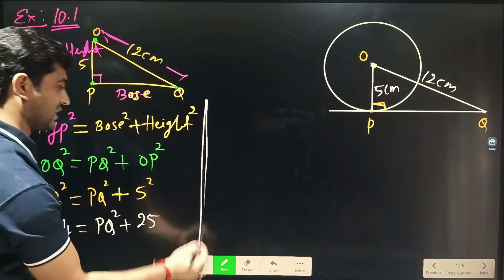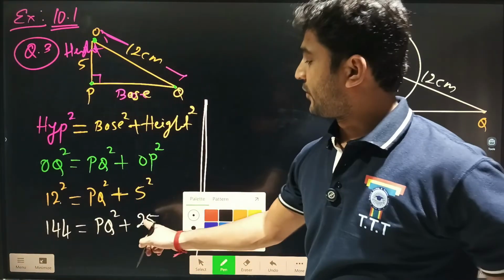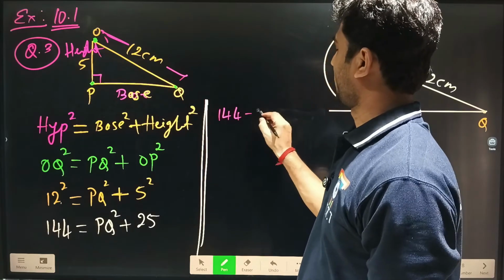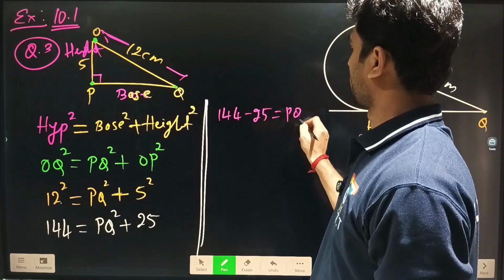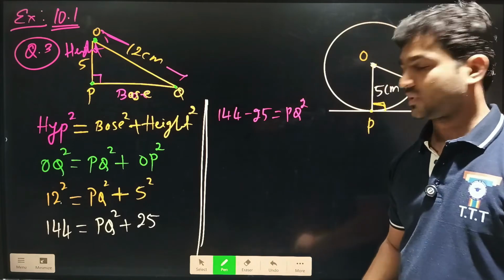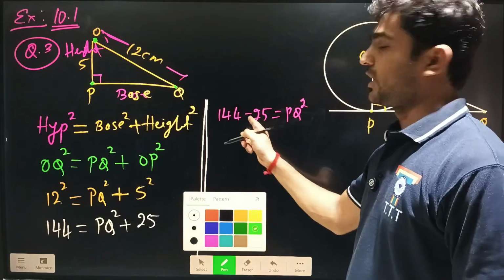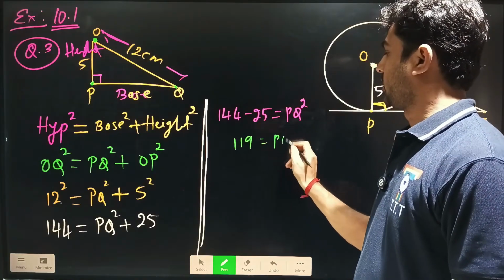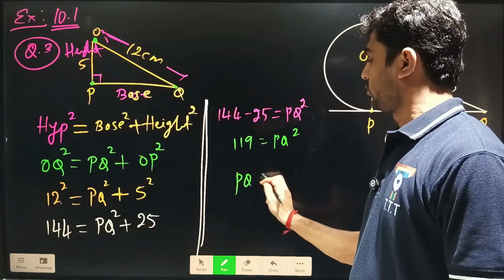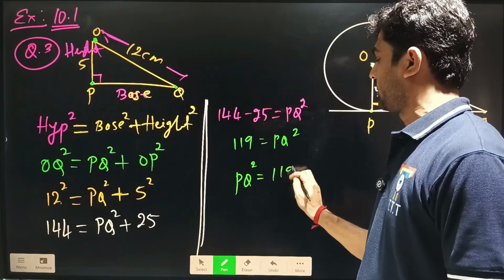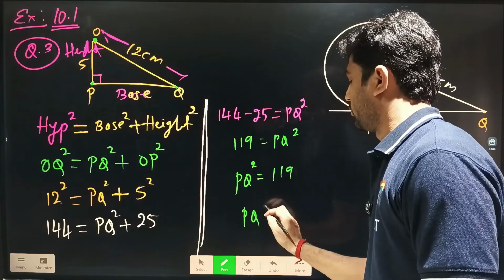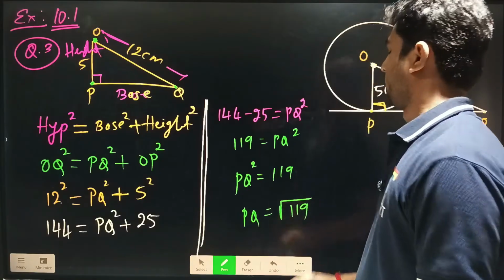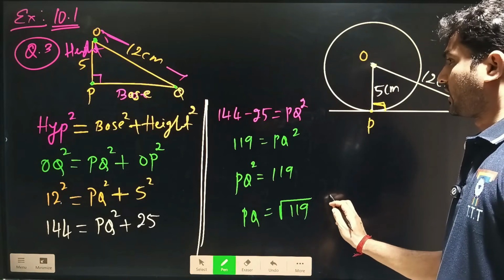Now dear friends, let's continue here. 144, if you send 25 to that side, 144 minus 25 equals PQ square. Now 144 minus 25 is 119, equal to PQ square. I want to find the value of PQ. If you want to remove the square, we need to apply square root on the other side. So square root of 119 centimeter.